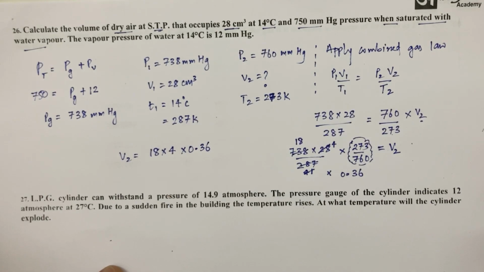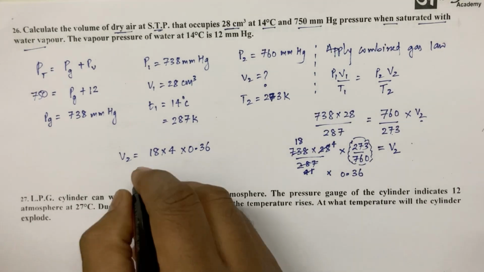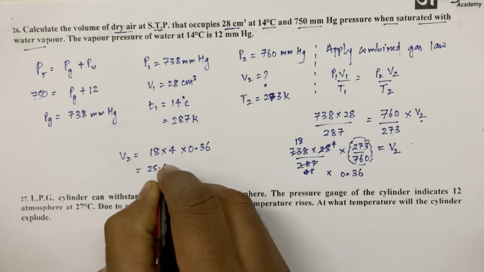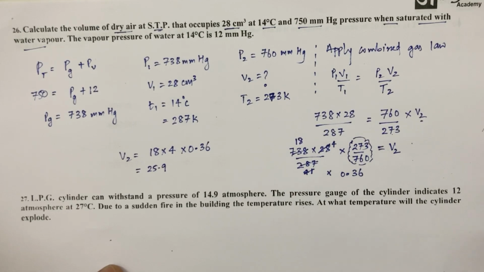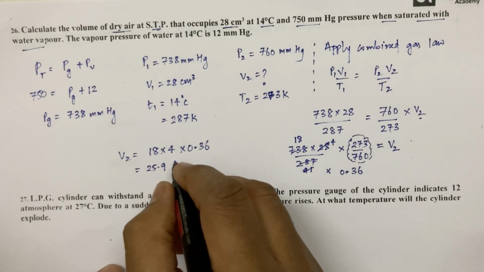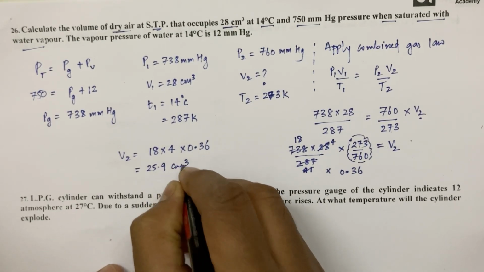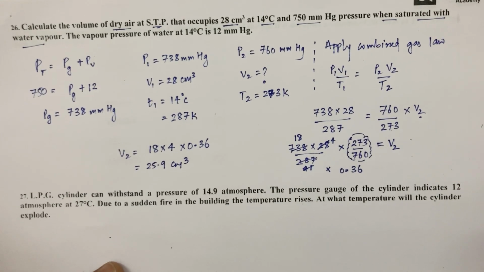So your complicated calculation, no, it will get reduced. Now the answer will come very simple. 18 into 4 is 72, into 0.36, so that will come out to be equal to something around 25.9. Okay, so answer is 25.9 cm³. Now let's go ahead with the next numerical.